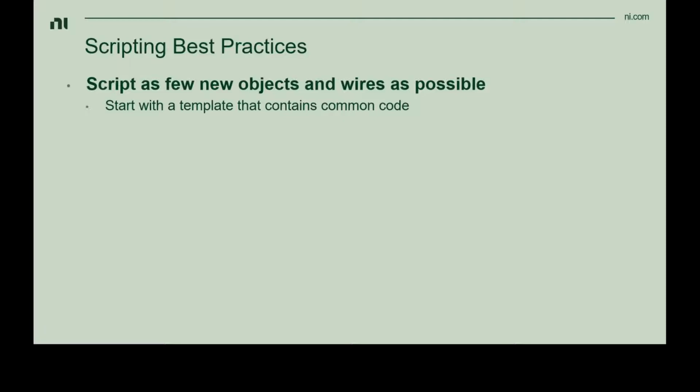If you write a VI to script the random number strip chart, that block diagram ends up being really huge because there's technically a lot of scripting you have to do to create a random number strip chart. So if you are generating code, try to script as few new objects and wires as possible. Use a template that already has a lot of the code that you need.